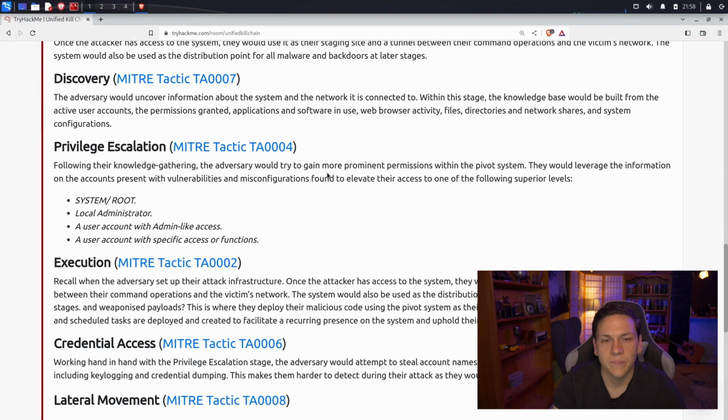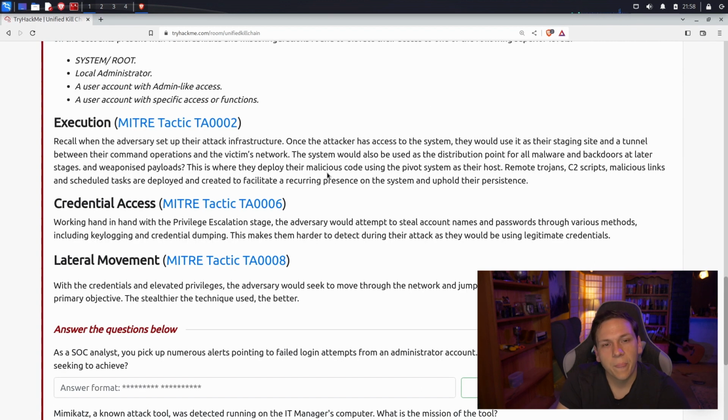Privilege escalation. Following their knowledge gathering, which is in the discovery phase, the adversary would try to gain more prominent permissions within the pivot system. They would leverage the information on the account present with vulnerabilities and misconfigurations found to elevate their access to one of the following superior levels: system or root, local administrator, a user account with admin-like access, a user account with specific access or functions. Execution.